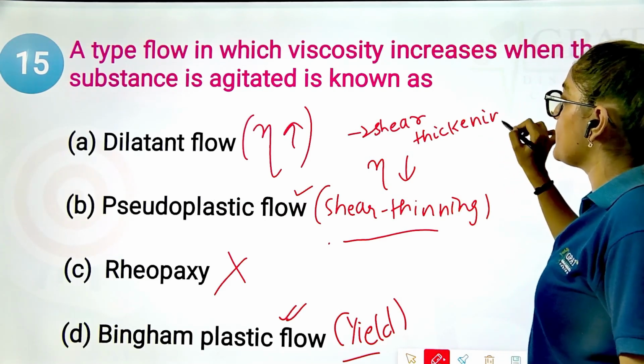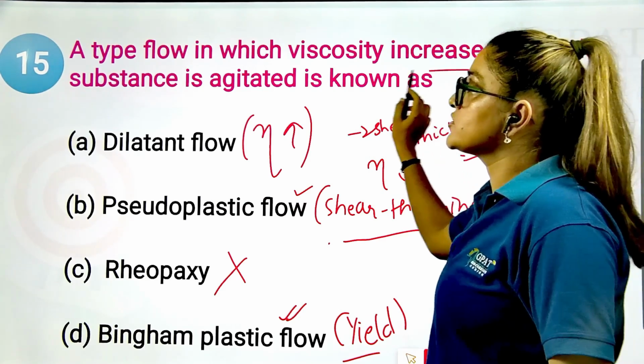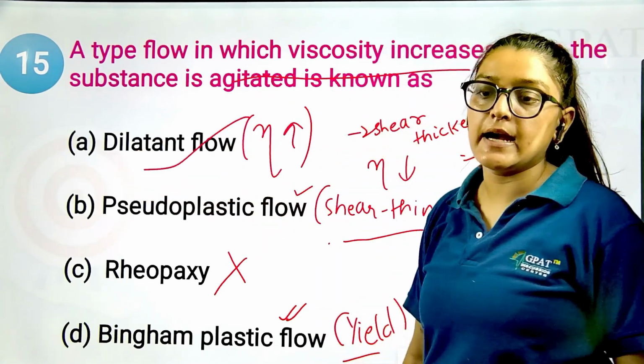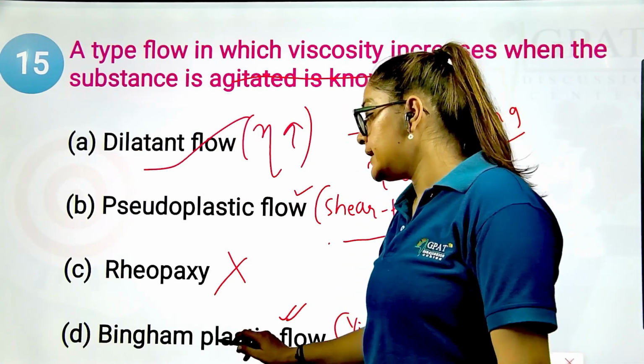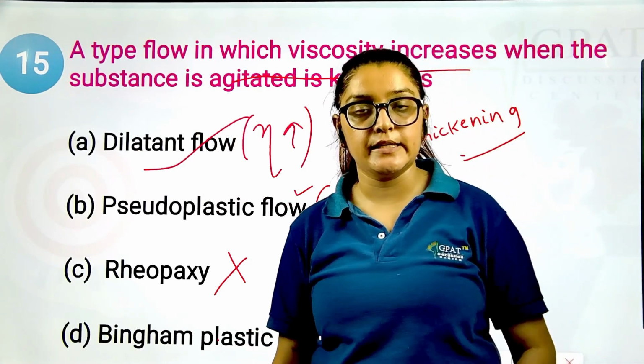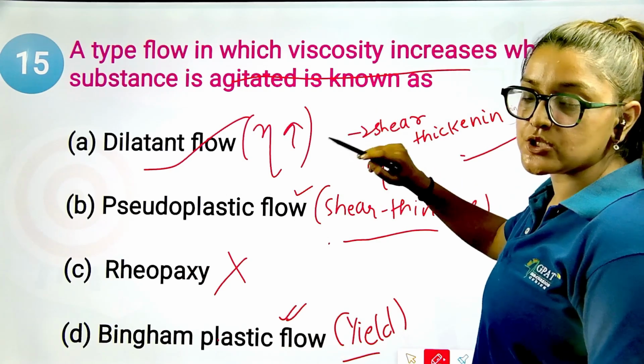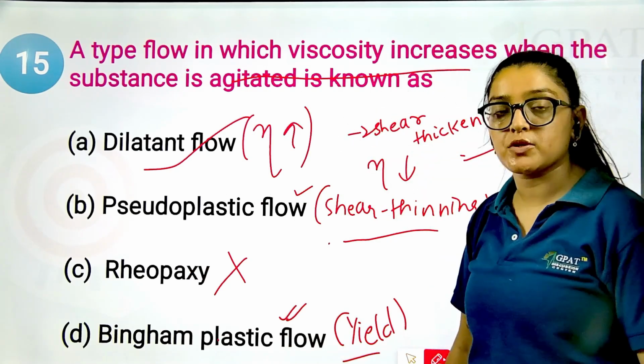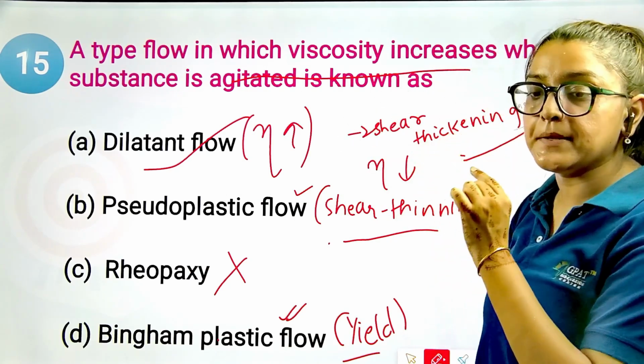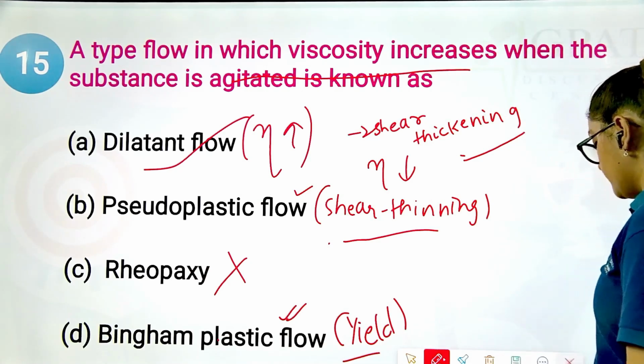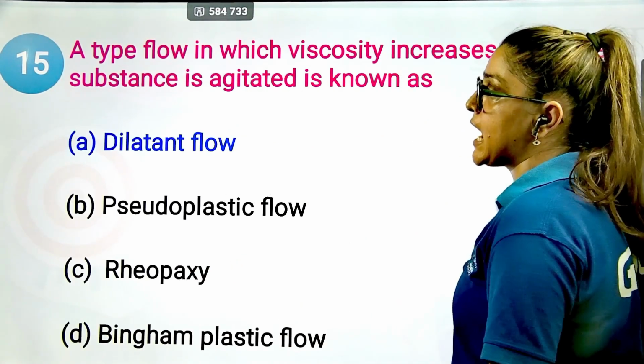Okay, so I hope my word here is clear that viscosity will increase in none other than our dilatant systems. Although in the plastic system also the viscosity increases, if that was the question, there must be an additional option of yield value, which is incomplete. So here we have our dilatant flow as the most precise answer.